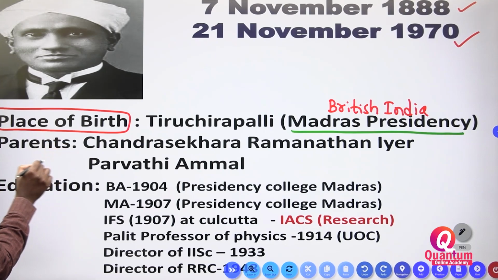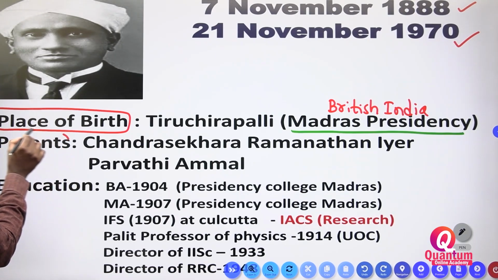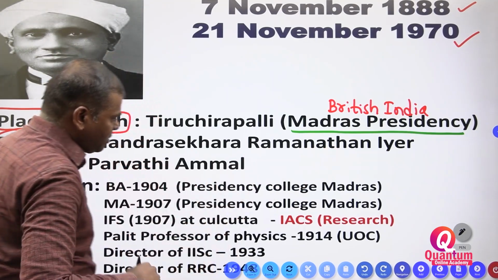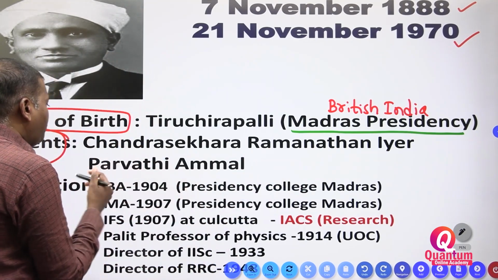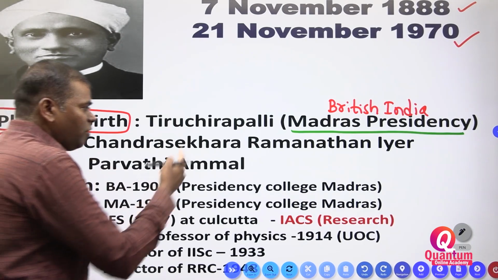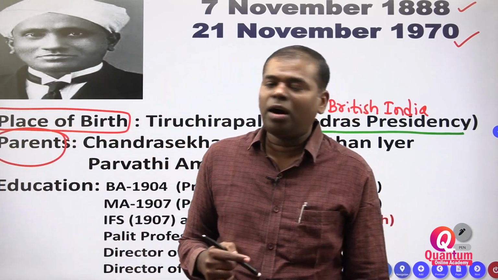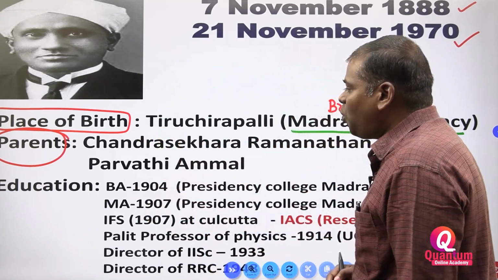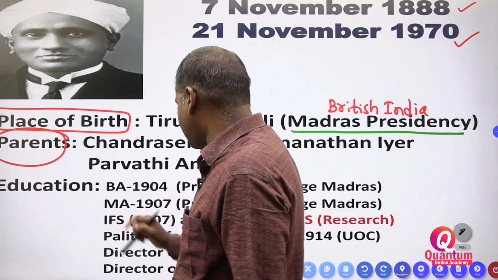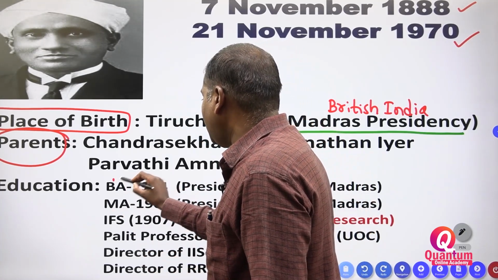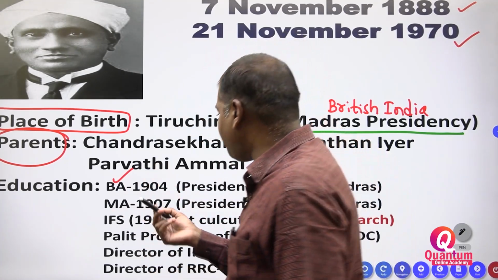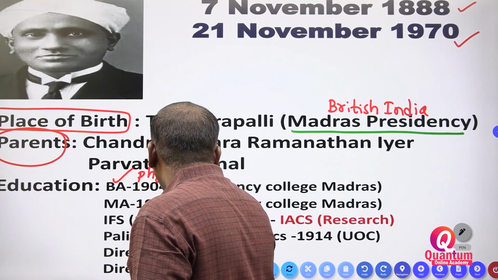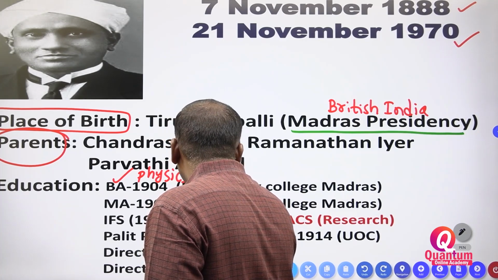Who are his parents? His parents' names are Chandrasekhara Ramanathan Iyer and Parvati Ammal. His mother is Parvati Ammal. CV Raman was born to this couple. Now, what is his education? In his BA, he got the gold medal in physics.